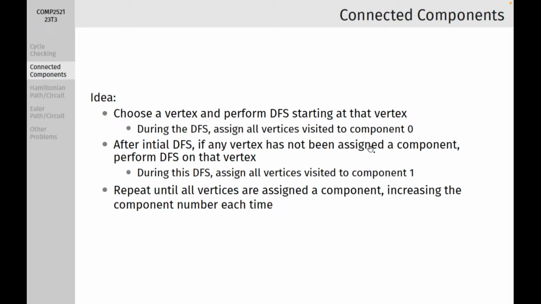Then after that first DFS is done, if there are still some vertices that haven't been assigned components, then we perform a DFS on one of those vertices. During that DFS, we assign all the vertices visited to component 1. We just repeat this until all the vertices are assigned a component number, and we increase the component number each time. So next time, we assign all the vertices visited to component 2, then 3, and so on.